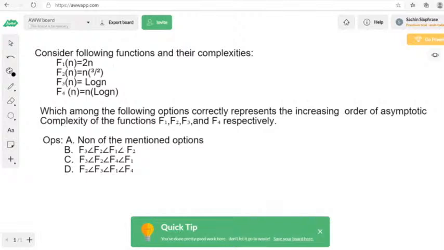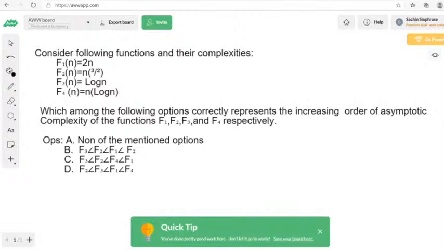Now tell me the answer. The first and lowest one is going to be f3, which is log n. After log n you have to choose f1, then n log n will be coming, which is f4, and finally you go with f2, which is n square. N square is definitely greater than n log n, log n, and 2n. So the order has to be f3, f1, f4, and f2, which is not available here. There is no option where f3, f1 is coming first, so I would say this is going to be none of the mentioned options.